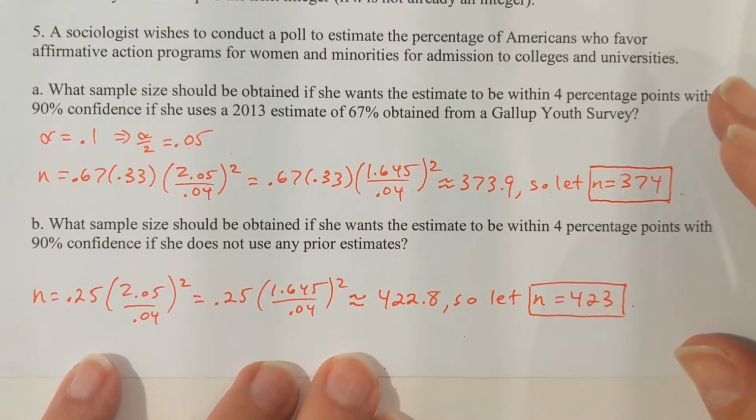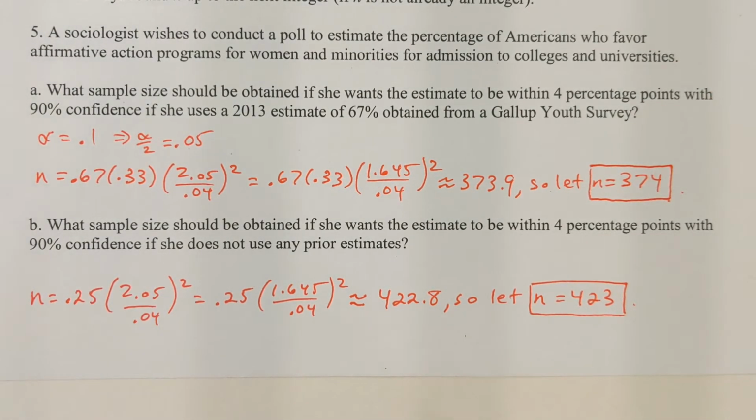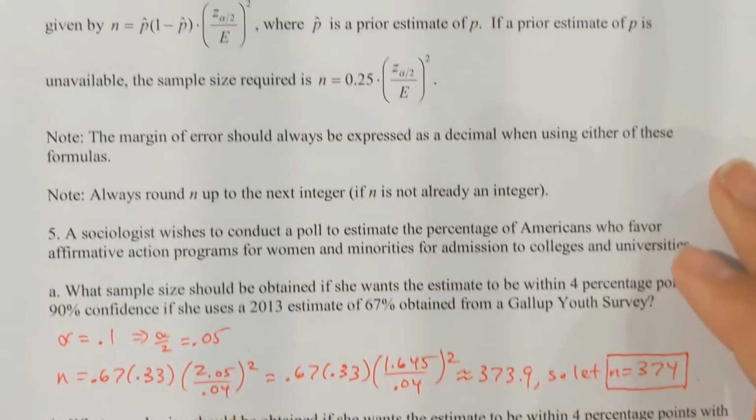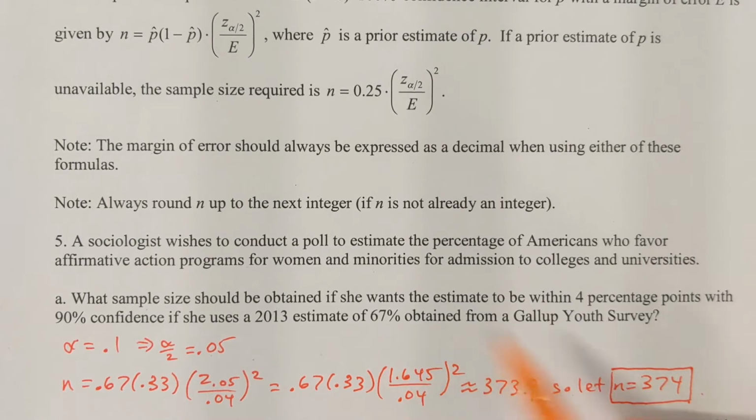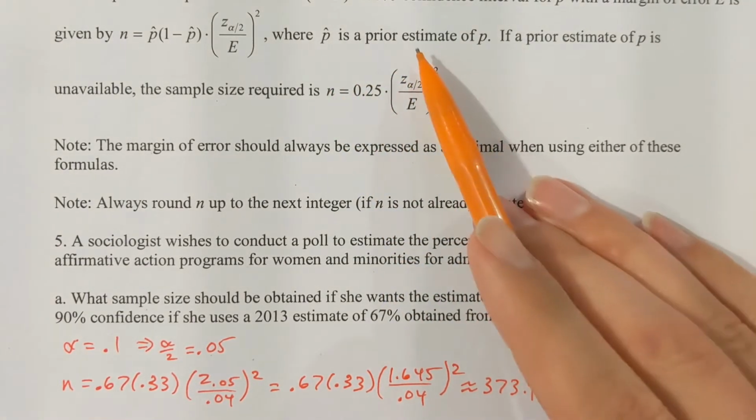All right, part B, what sample size should be obtained if she wants the estimate to be within 4 percentage points with a 90% confidence level if she does not use any prior estimates? Well, if she doesn't use this information from Gallup, maybe she doesn't know about it or she just chooses not to use it, then she's got to use this other formula here.